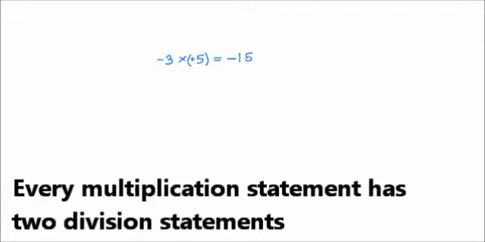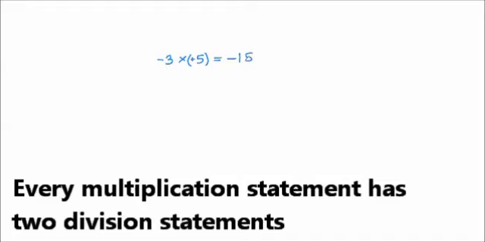We have learned multiplication in an earlier session, multiplication of integers. Let's write one multiplication of integers here. -3 multiplied by +5 is equal to -15. Now, every multiplication statement has two division statements.